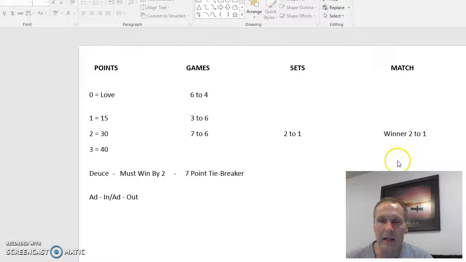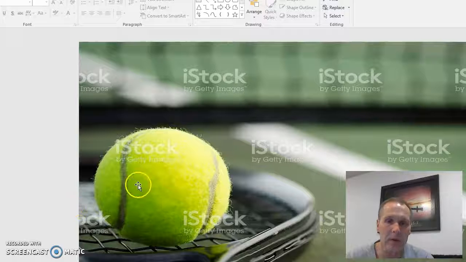So that concludes our lesson on how points work in tennis. The next time we meet, we will have a quiz on these points. If you have any questions, try to reach me, and I will try to help you with any questions you might have. So that will conclude this lesson on tennis scoring.